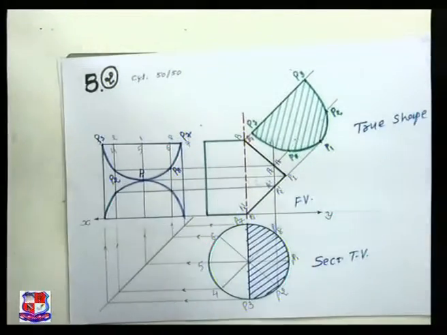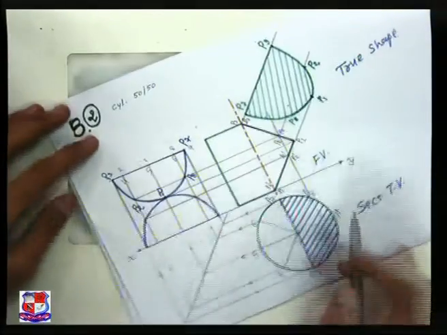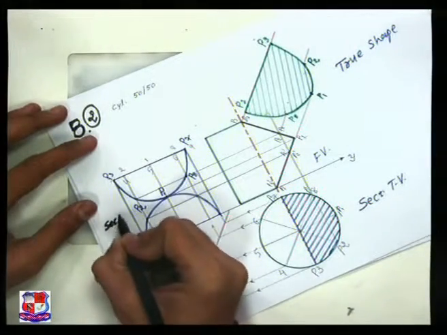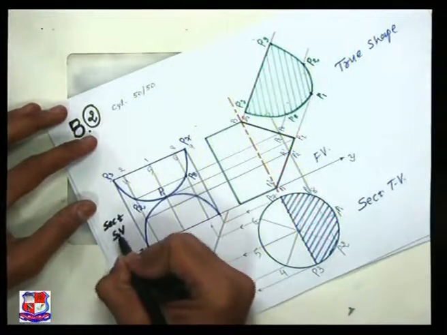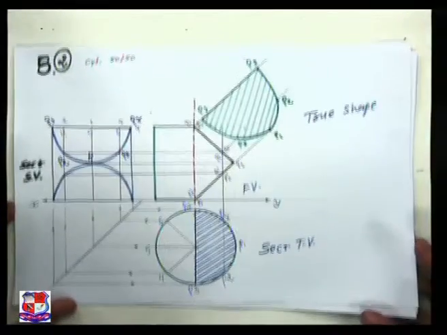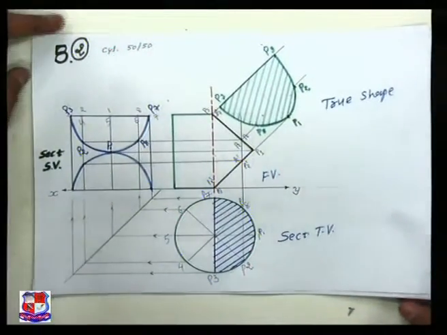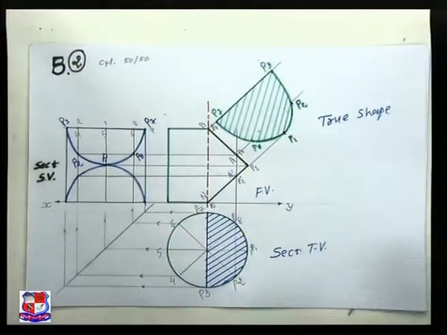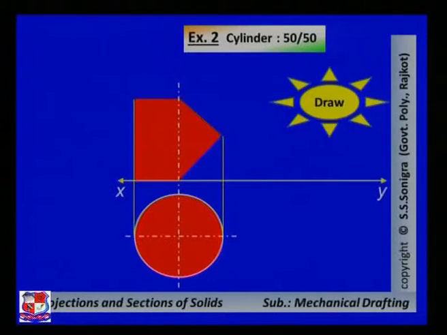And this is the name of the view, it's a sectional side view of this cylinder. So this is the complete problem. I hope the solution of this problem is clear to you.